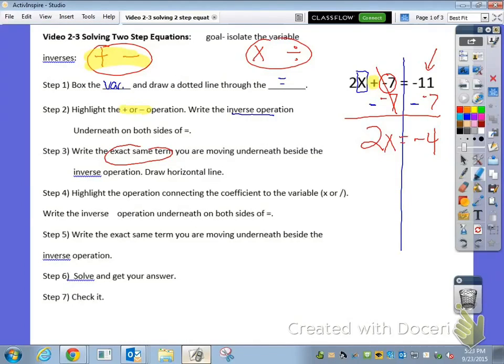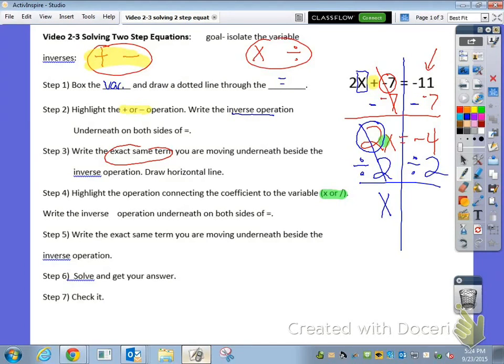Now I'm going to go to the next operation, right? So highlight the operation connecting the coefficient to the variable. It will either be multiplication or division. Notice it's right next to the variable, so this is multiplication. Do the opposite. The opposite of multiplying is to divide, okay? And I'm going to divide by whatever is exactly beside it. So I divide by 2, okay?